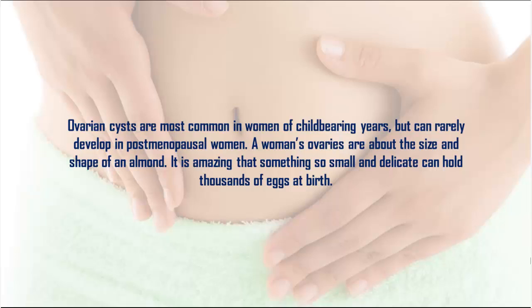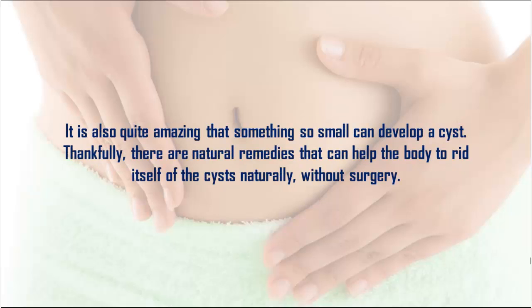A woman's ovaries are about the size and shape of an almond. It is amazing that something so small and delicate can hold thousands of eggs at birth. It is also quite amazing that something so small can develop a cyst. Thankfully, there are natural remedies that can help the body to rid itself of the cysts naturally, without surgery.